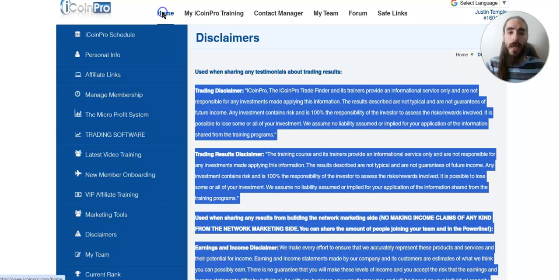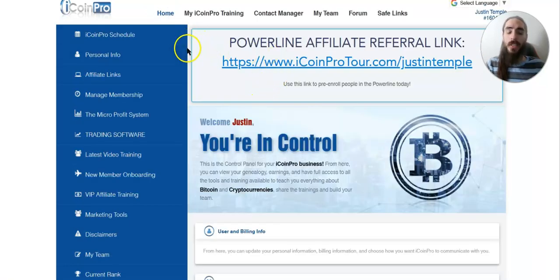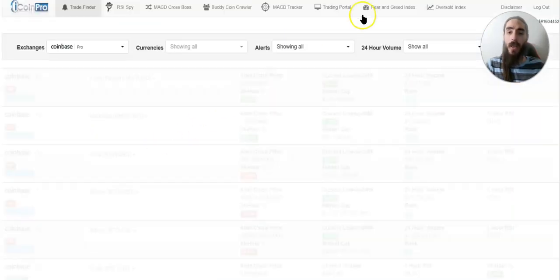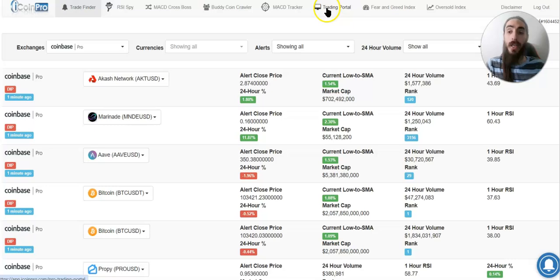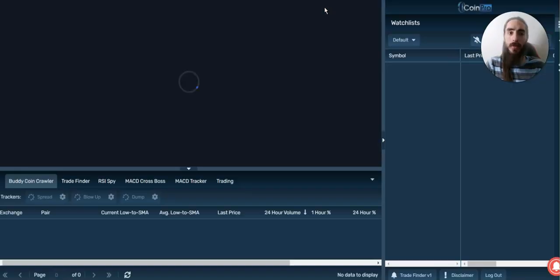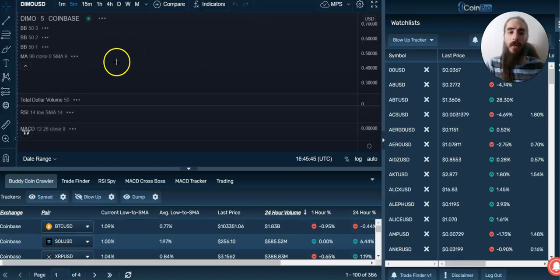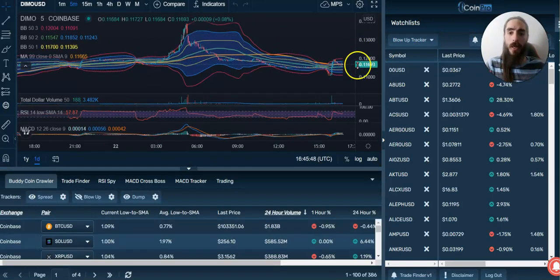Okay, so anyways, let's go back to the home. And what is the trading portal? Well, basically, the trading portal is a $10 per month software right here that we can click on and it will open this up, and we click right here on trading portal and it will go ahead and give us the trading portal. So here is the $10 per month software and it's automatically set up with the Bollinger Bands, the RSI and the MACD. This is automatically what you see when you get in.